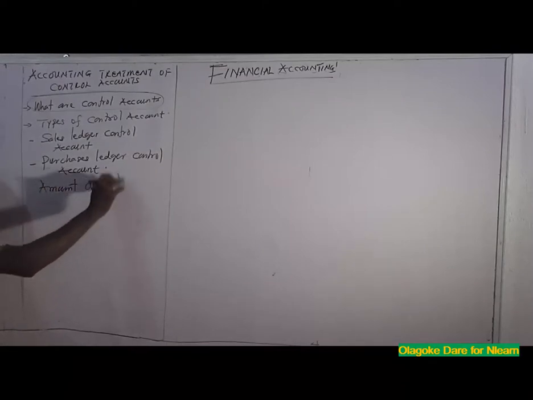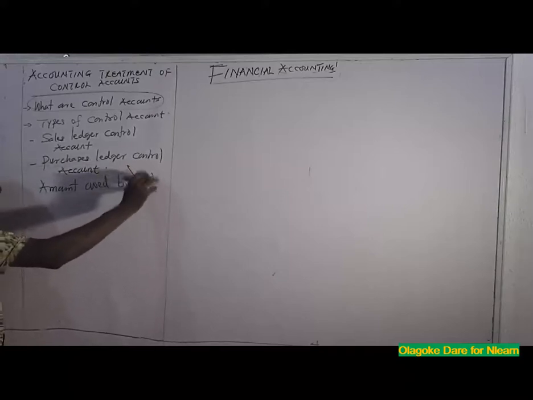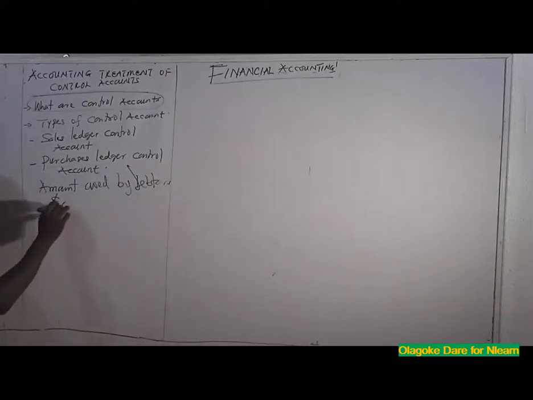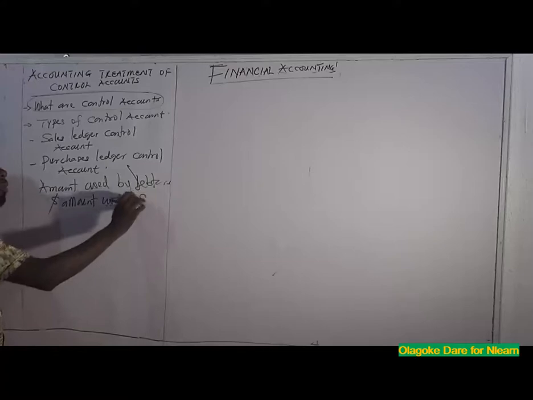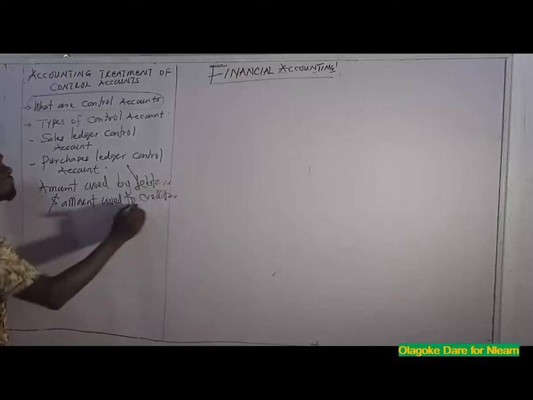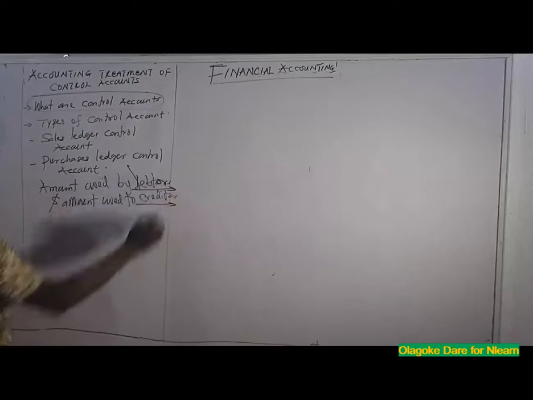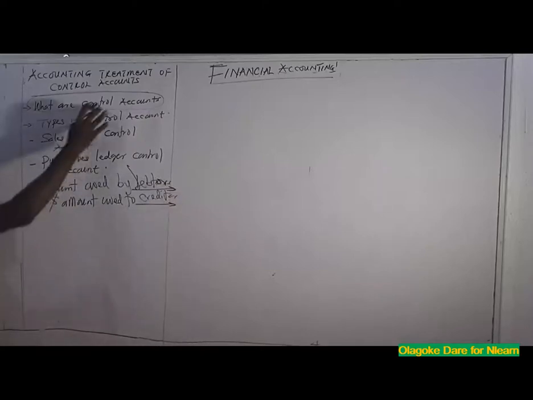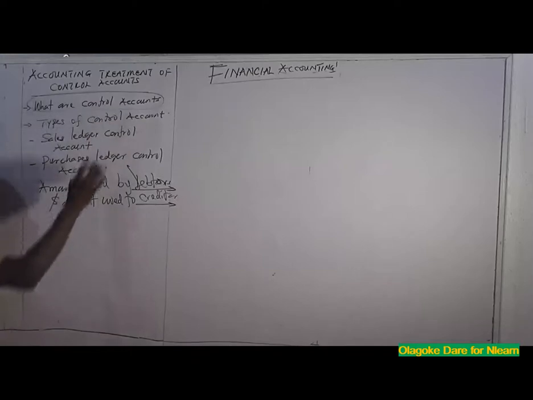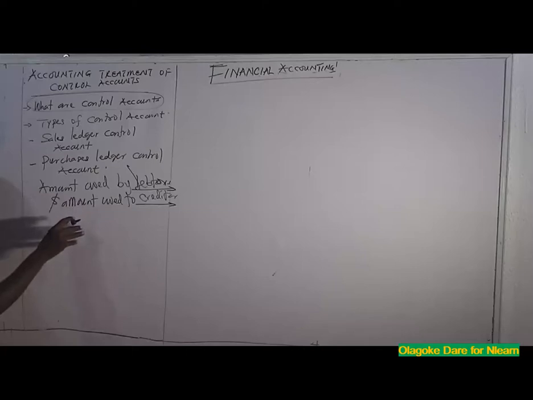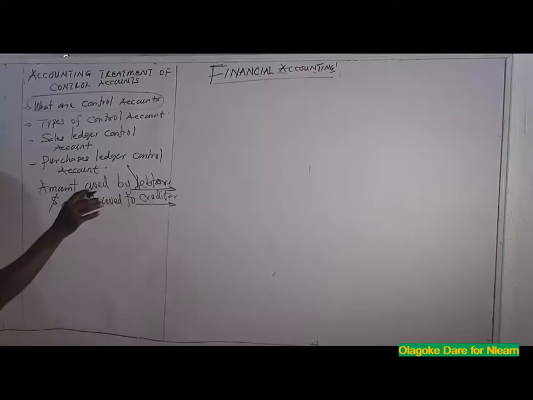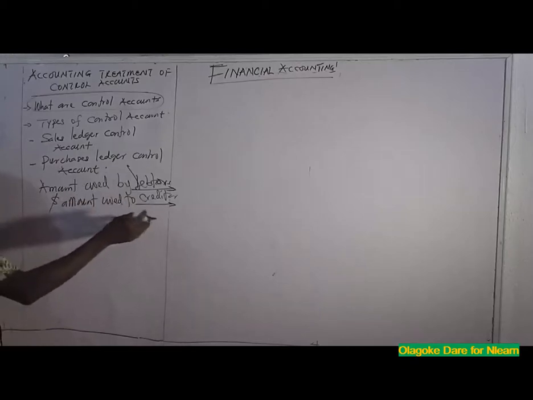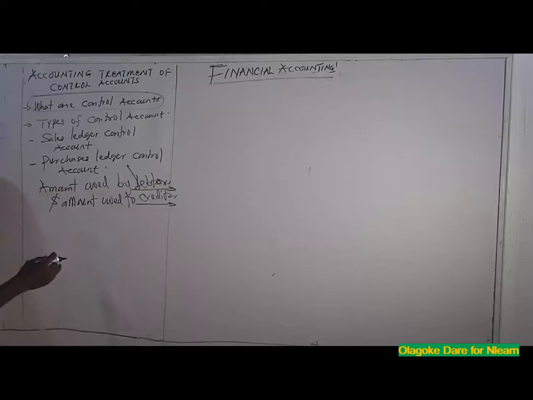owed by debtors and amounts owed to creditors. You can see we have two important people that this account deals with. This account is a self-balancing ledger to determine the amount a business organization is owing its creditors and the amount customers are owing the business organization.